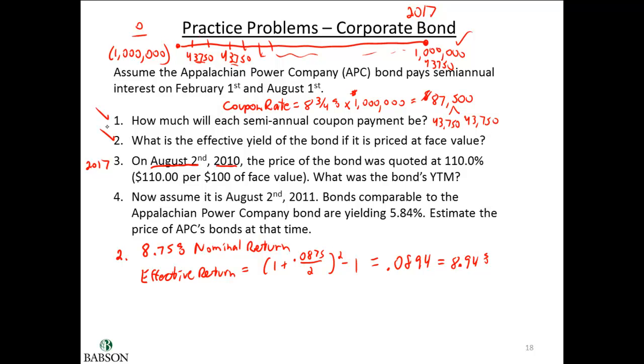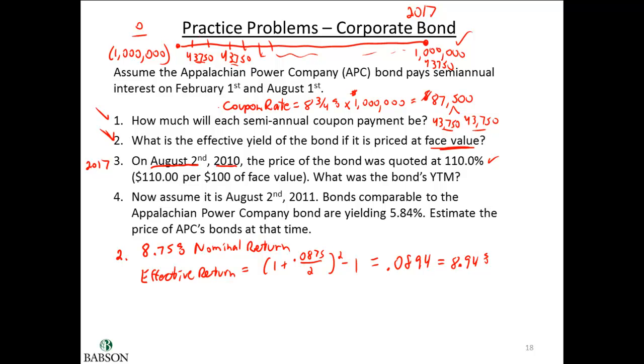We now know how much each semi-annual coupon payment will be, $43,750. We now know the effective yield if you're lending, or when you buy this bond, you're paying the $1 million face value. But let's say on August 2nd, 2010, the price of the bond is not $1 million. It's 110% of face value. So 110% just means that you're paying 10% above what you're going to get back in 2017.